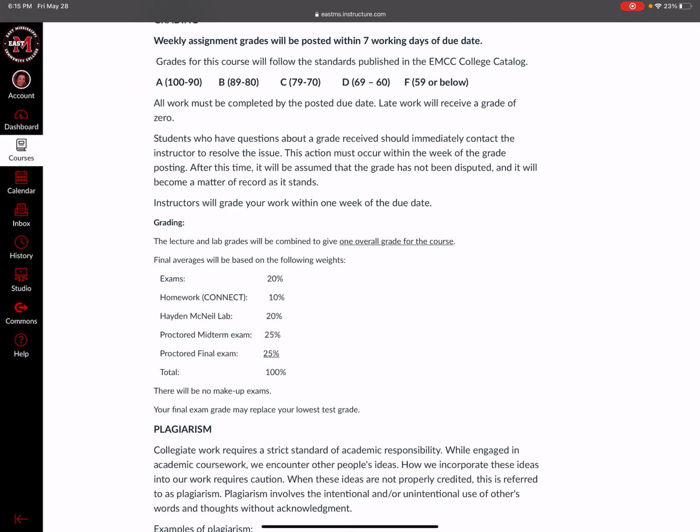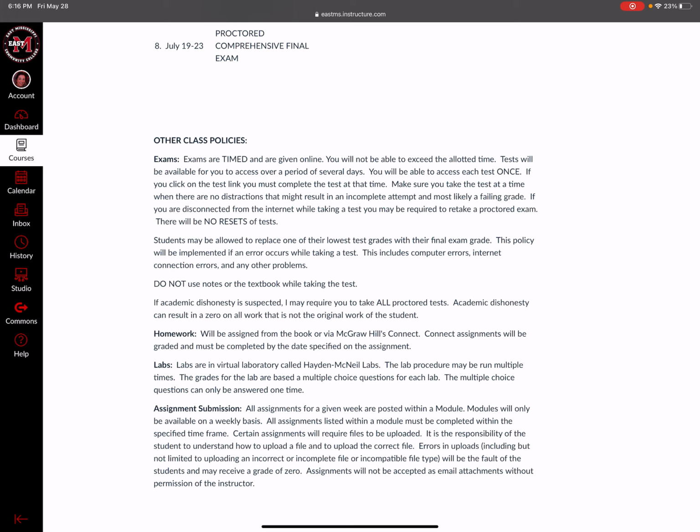All your exams are given on Canvas, even the proctored ones. They are timed. That's just to help preserve the integrity of it. Be sure that when you get ready to take a test that you don't have any distractions, y'all, because don't take a test during a lightning storm, because you're going to lose power and the internet is going to go out. So plan accordingly. I don't do a reset of a test. You get one time. Once you click on the test, you have to take it.